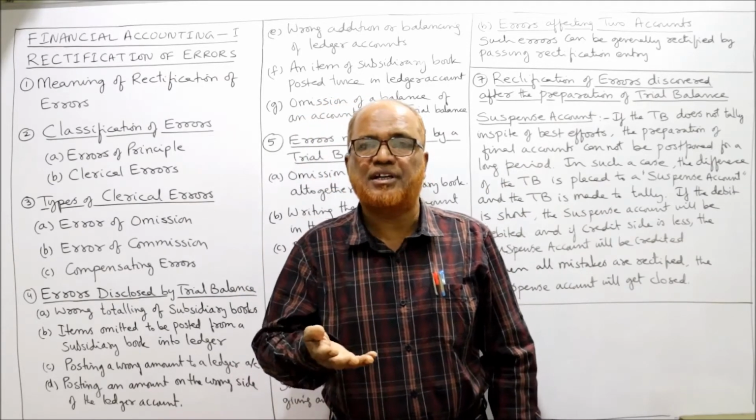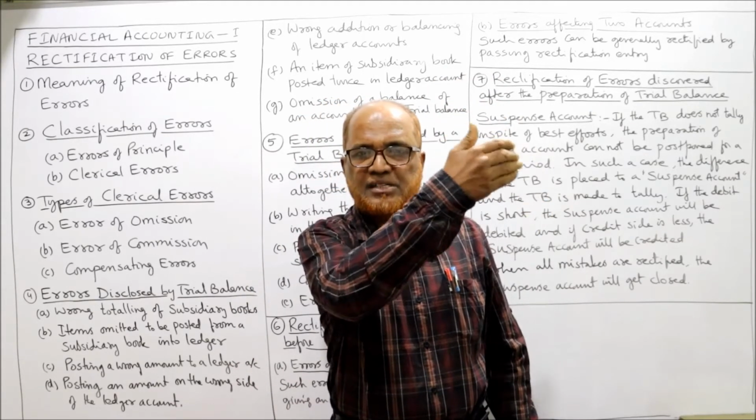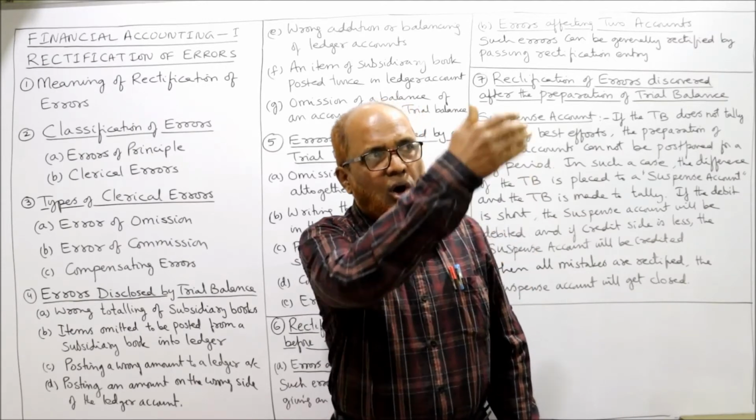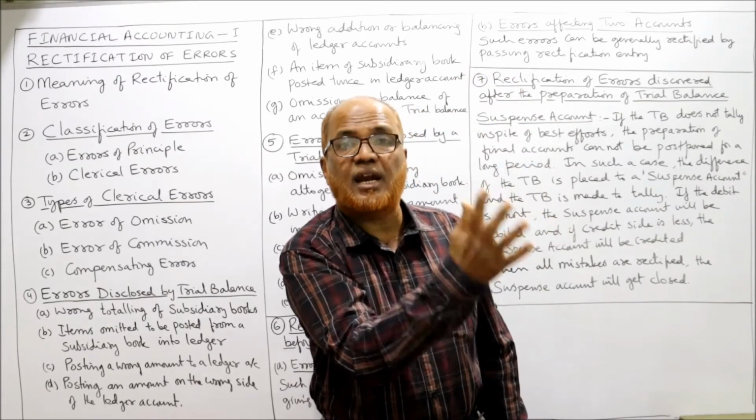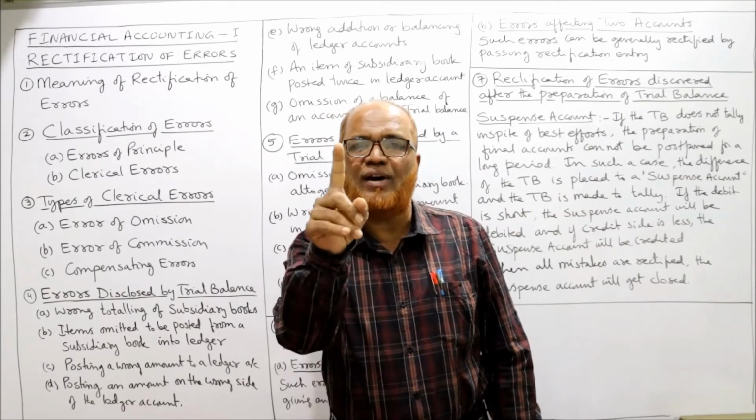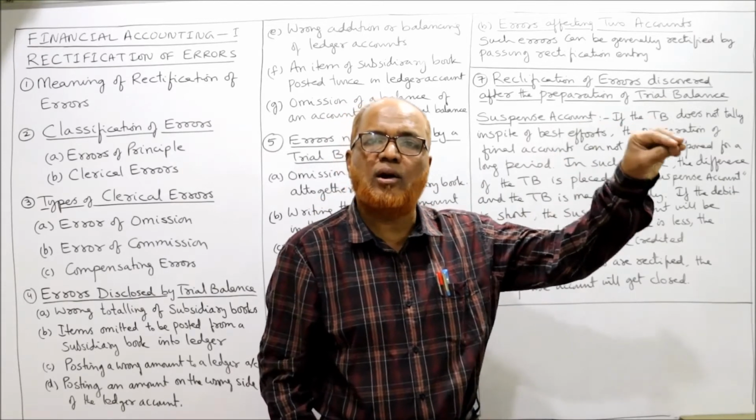Actually, we should have credited all the parties accounts, A's account, B's account, C's account, D's account, E's account. All the parties accounts should have been credited. But by mistake, one of the parties you have taken wrongly on the debit side.